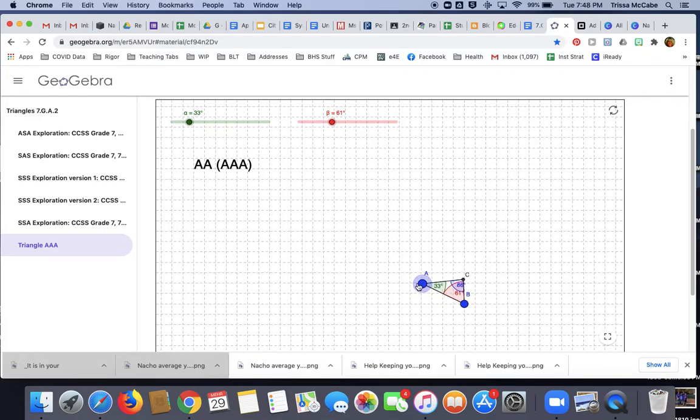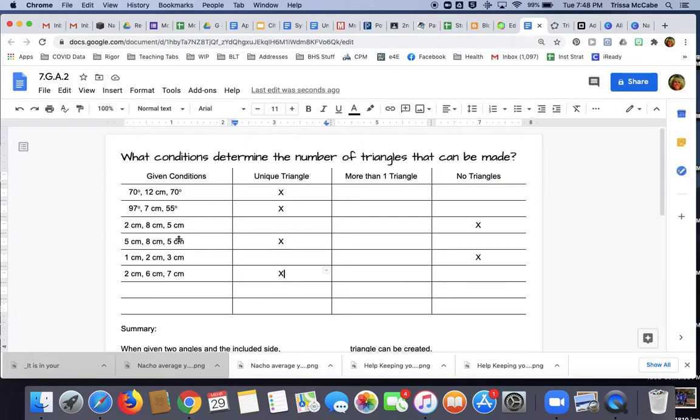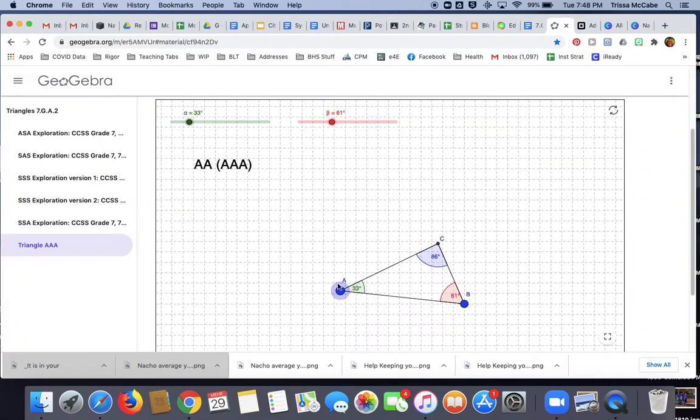I can even make it very small. So if I go back over here to my chart, and I have a 33-degree angle, a 61-degree angle, and an 86-degree angle, I actually was able to make more than one triangle. Let's go back to that. The angles never changed. The side lengths did. They either got bigger or smaller, but the angles never changed and the shape of the triangle never changed.